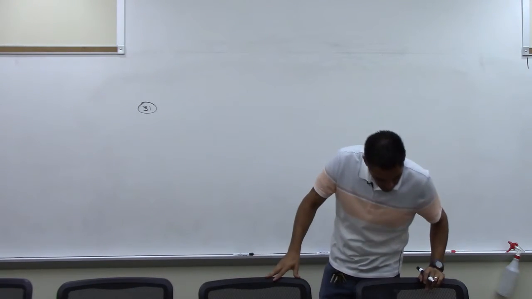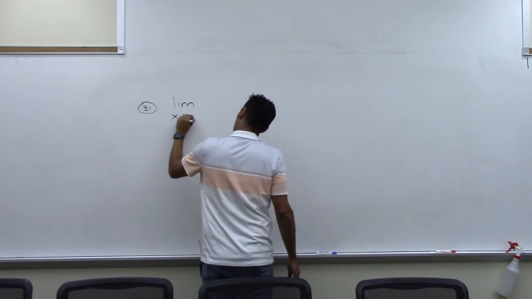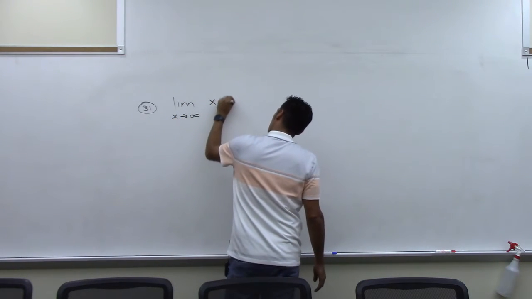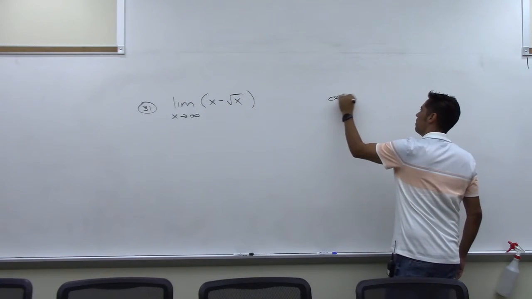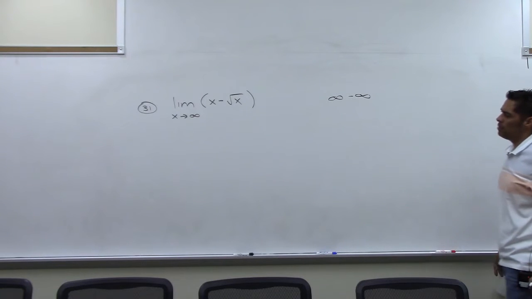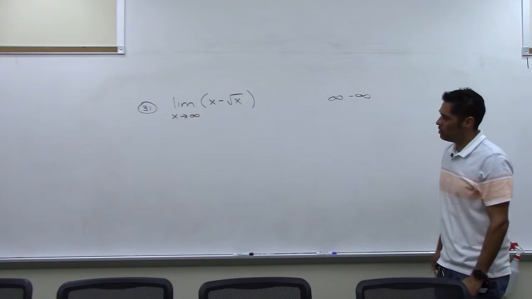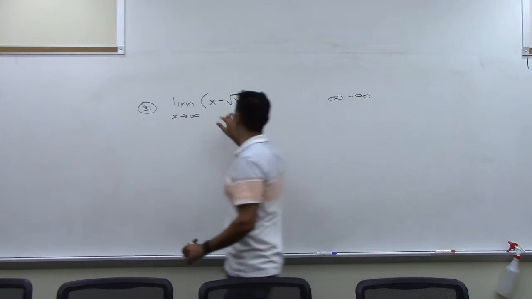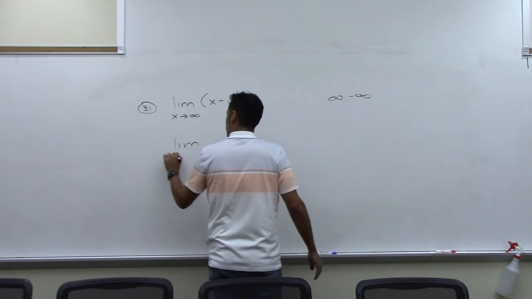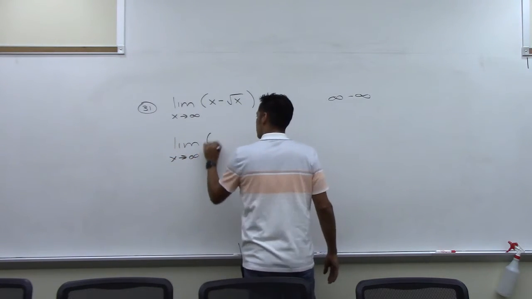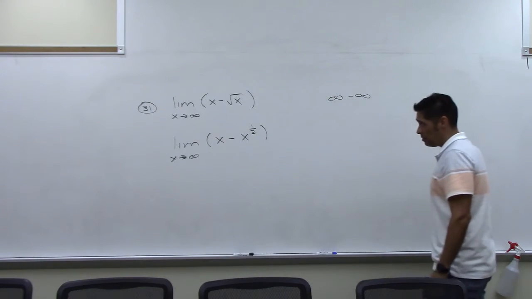All right, limit as x goes to infinity of x minus root x. Now, this one is infinity minus infinity. And you see a root in there, so we could do a conjugate, but I'm going to show you a slightly different technique for this one. I'm actually going to try and turn this subtraction into a product, but without the conjugate. So what I'm going to do is realize first that this is actually x minus x to the 1/2. That's just rewriting it with rational exponents.